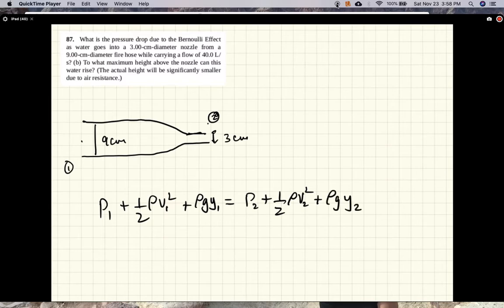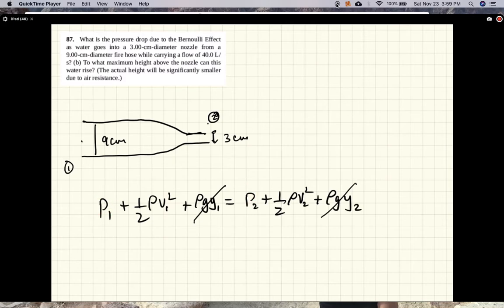Now, in the problem what's implied is that it's a horizontal pipe, so the level is the same. So this cancels that. And the pressure drop is, since the pipe is smaller here, the water is flowing faster, so this term is higher. Wherever the fluid flows faster, the pressure is lower. So this pressure is lower than that.